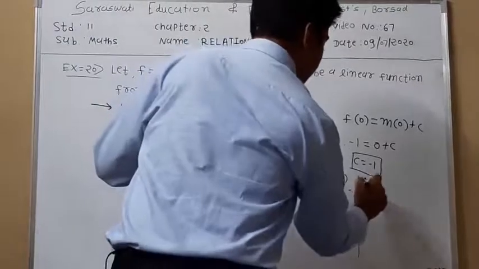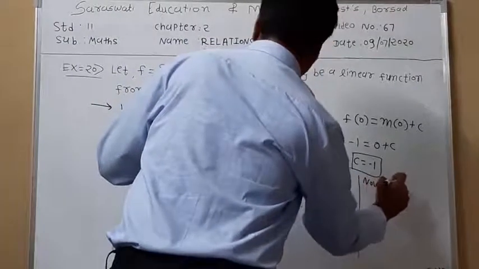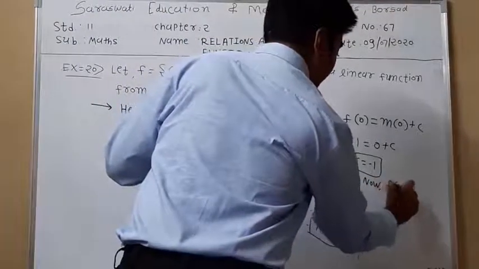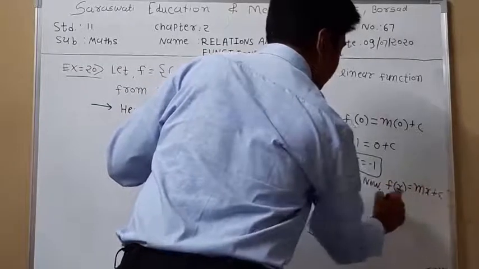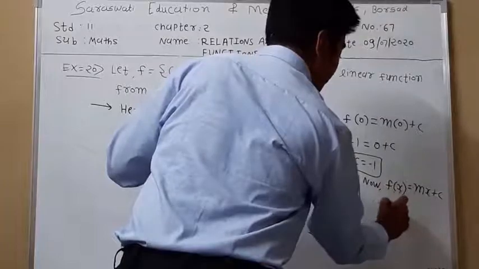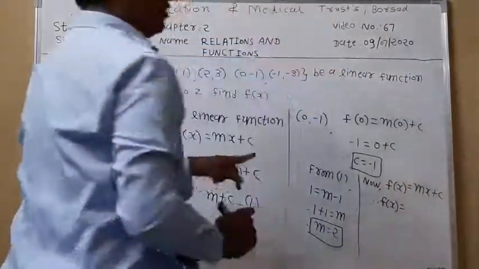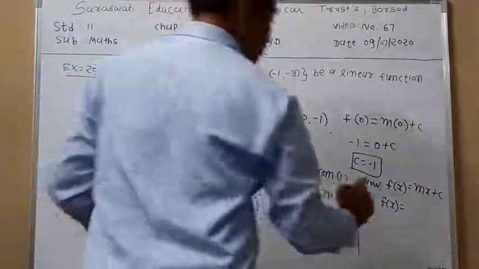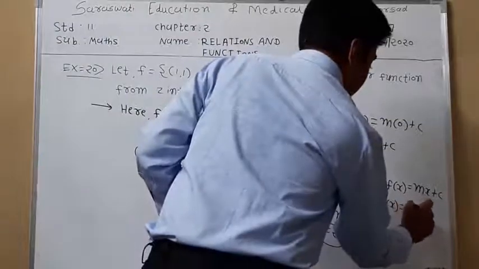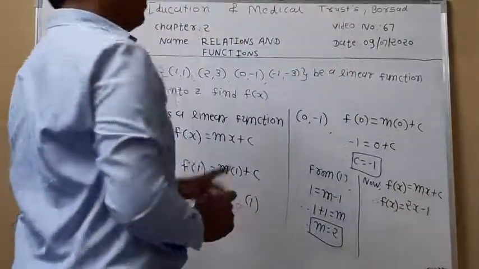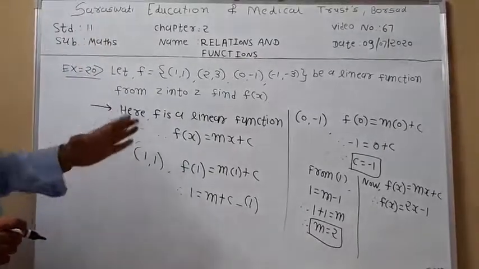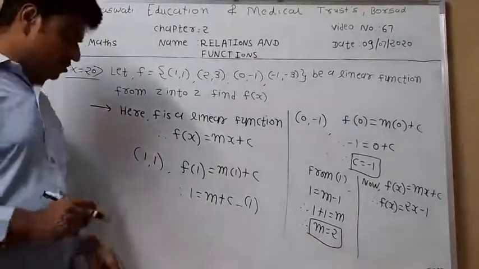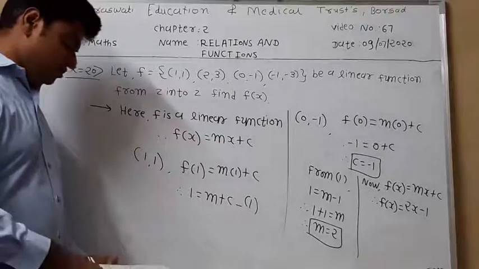So now f of x is equal to mx plus c. Therefore f of x is equal to, in place of m write 2, so 2x, and c in place of -1, so minus 1. So the required equation is f of x is equal to 2x minus 1. Clear? Now next question.